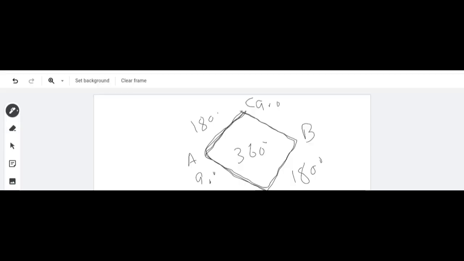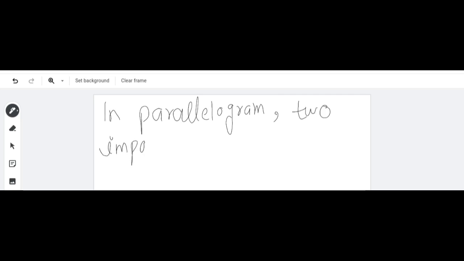Can you write these two points in your rough notebook? Yes, two adjacent angles are equal. I'm going to write here. You can copy that and repeat after me. In a parallelogram, two important points.